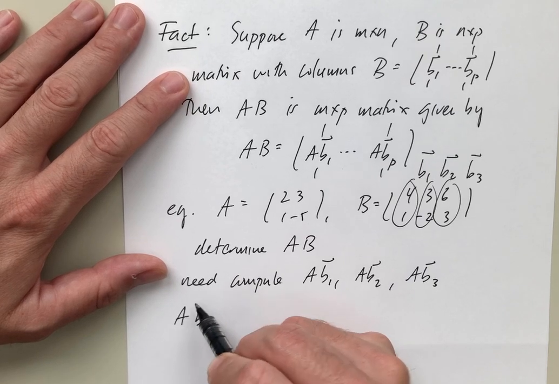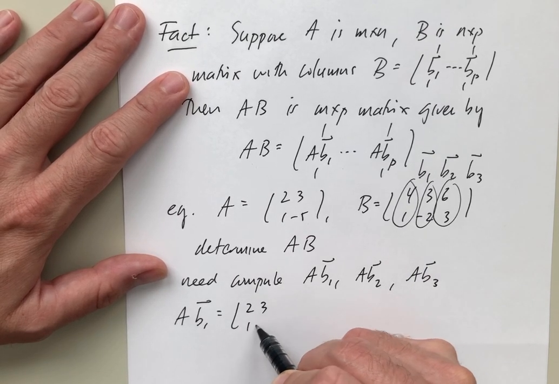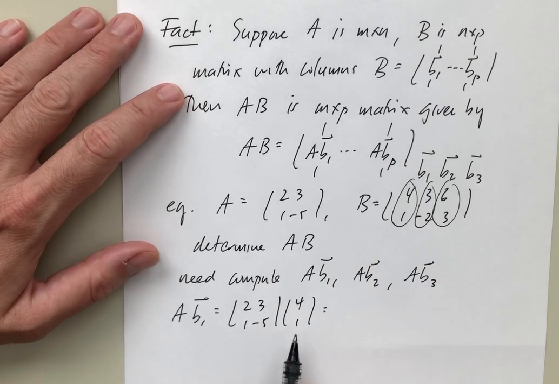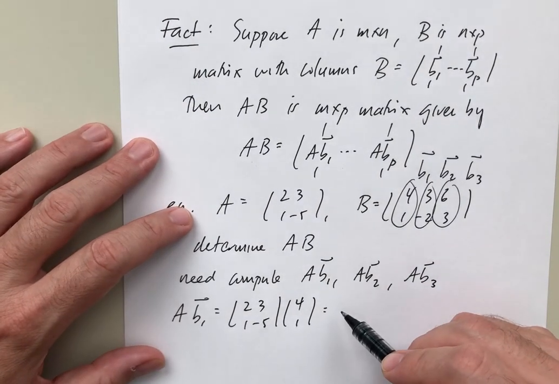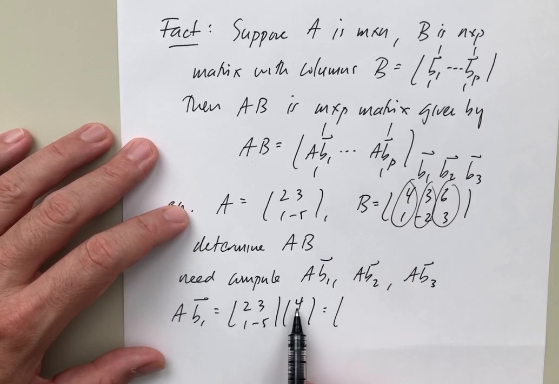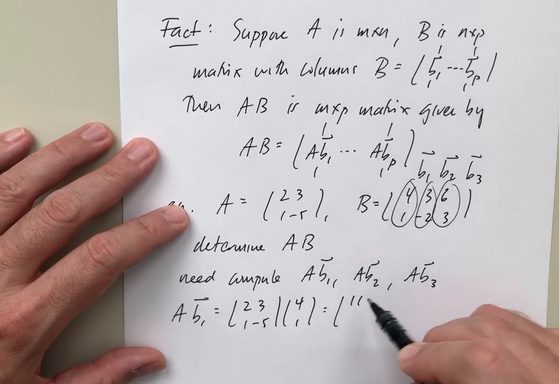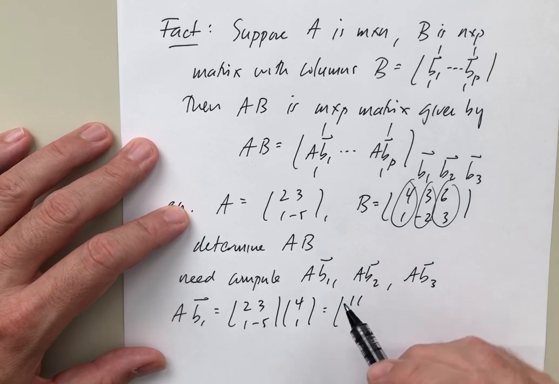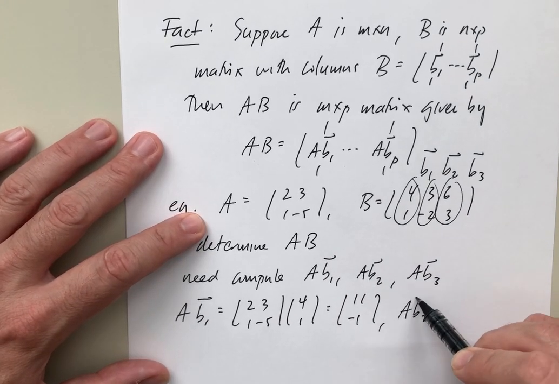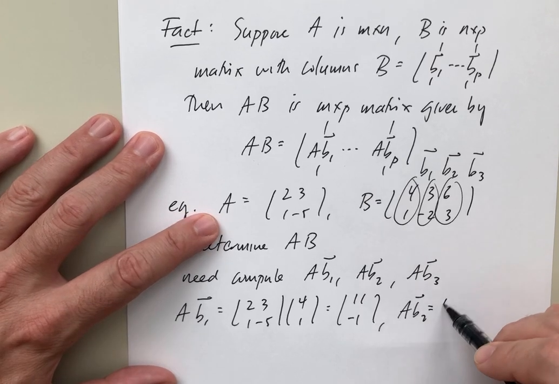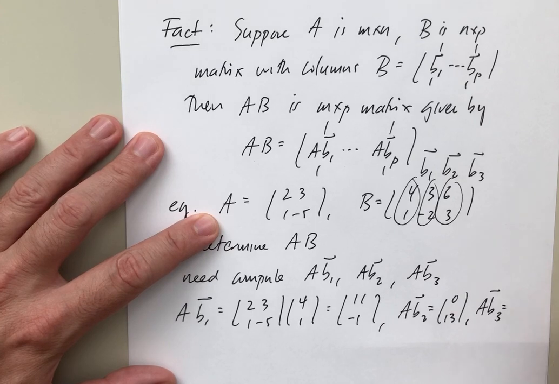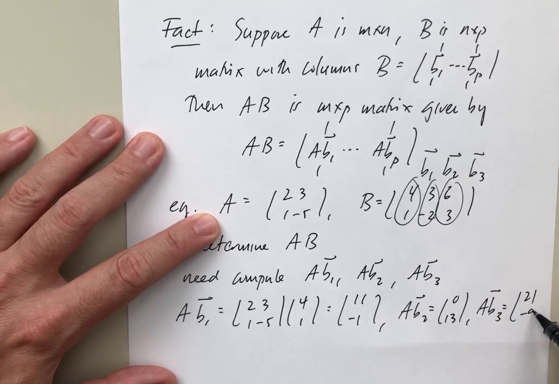So what is A times B1? Well, it's 2, 3, 1, minus 5 times B1, which is 4, 1. And we know how to do matrix times vector. So this is going to be another vector of length 2. It's going to be 8 plus 3, which is 11. And then this entry will be 4 minus 5, which is minus 1. I'll just tell you that AB2 is 0, 13. A times B3 is, if I did it right, 21, minus 9.